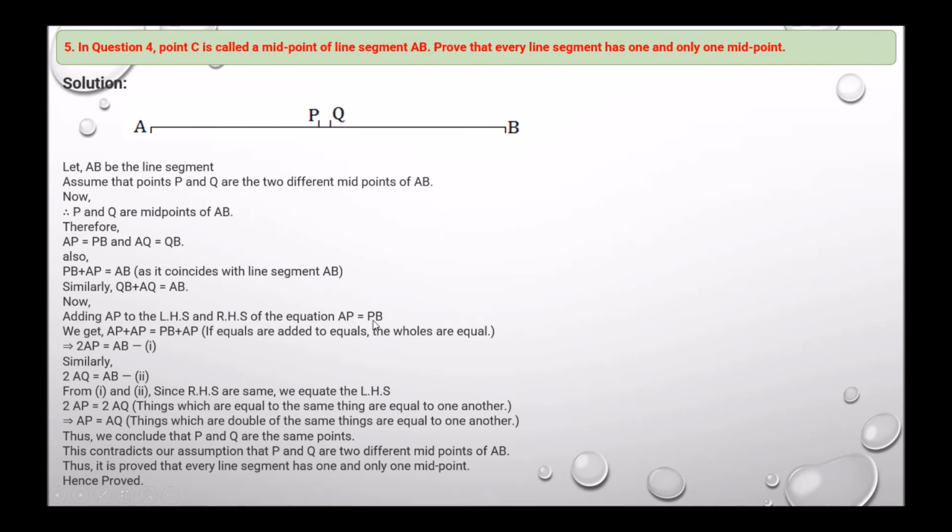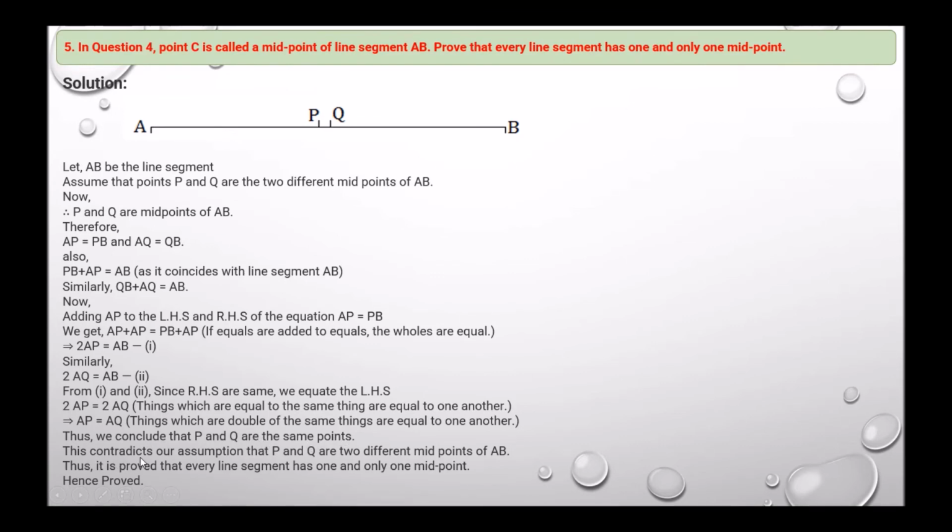Now, adding AP to the LHS and RHS of the equation AP equals PB, we get AP plus AP equals PB plus AP. So 2AP equals AB. Similarly, 2AQ equals AB. From 1 and 2, since RHS are the same, we equate the LHS. So 2AP equals 2AQ. Things which are equal to the same thing are equal to one another. So AP equals AQ. Things which are double of the same thing are equal to one another.